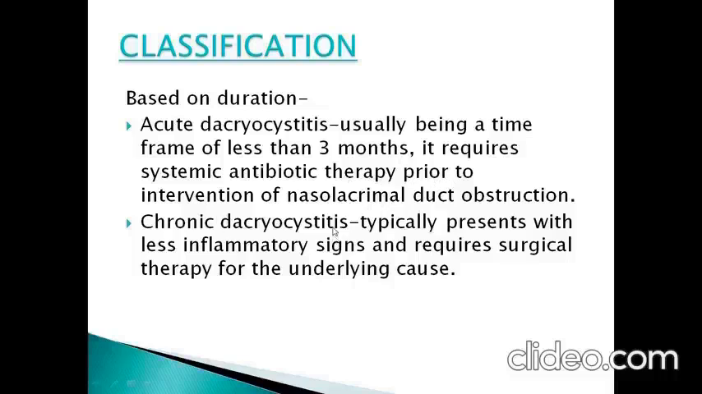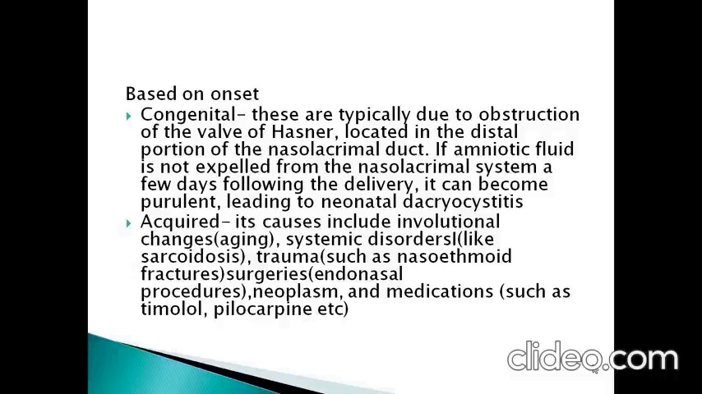Chronic dacryocystitis, on the other hand, presents with less inflammatory signs and requires surgical intervention for treatment of the underlying cause. Now, based on the onset, dacryocystitis could be classified as congenital and acquired. What is congenital? These are typically due to obstruction of the valve of Hasner, which is located in the distal portion of the nasolacrimal duct.